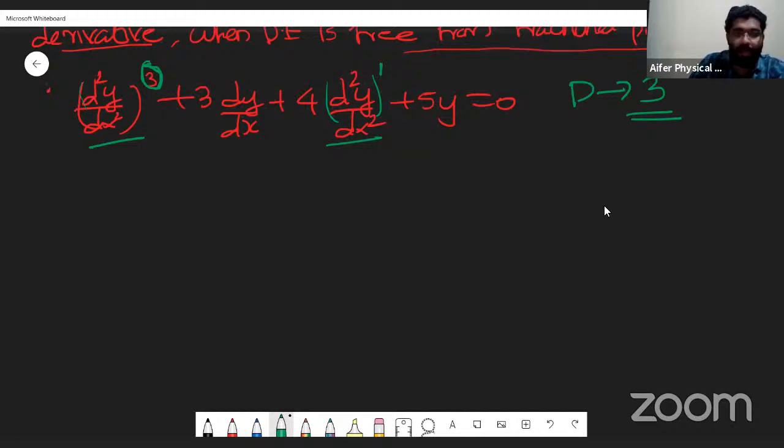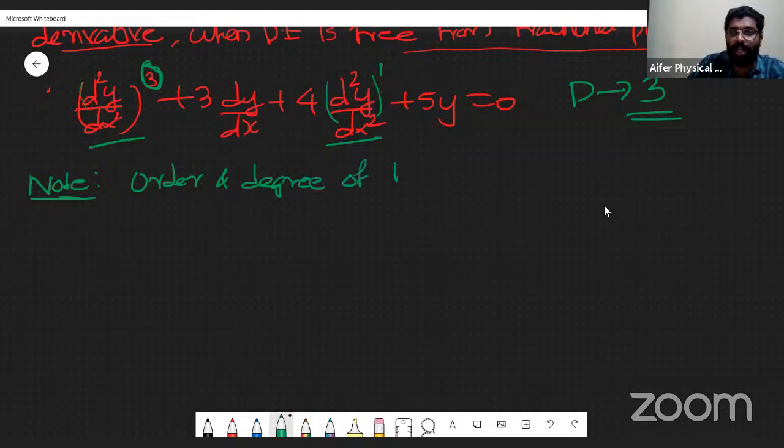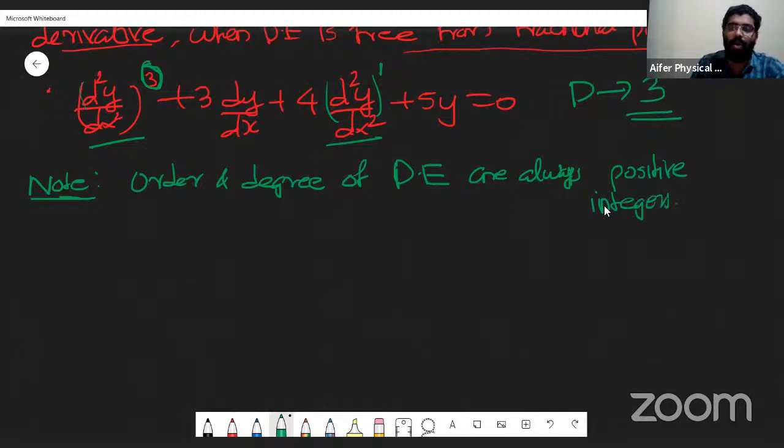Before that, you have to keep in mind one thing about order and degree. It's a note. Order and degree of differential equations are always integers, always positive integers. Okay, so this is all about our differential equations.